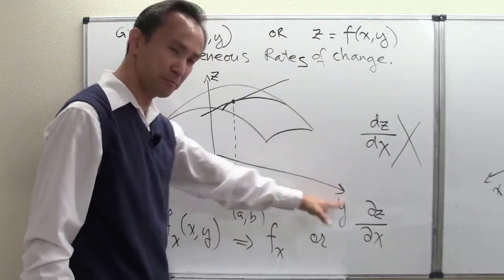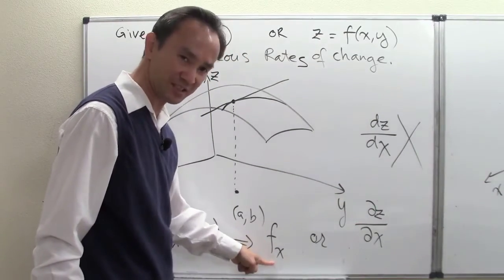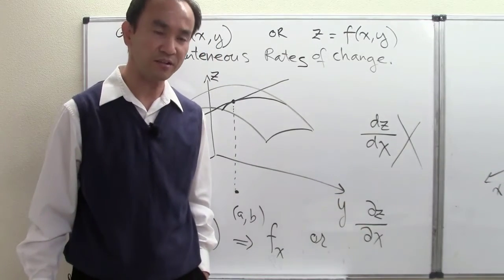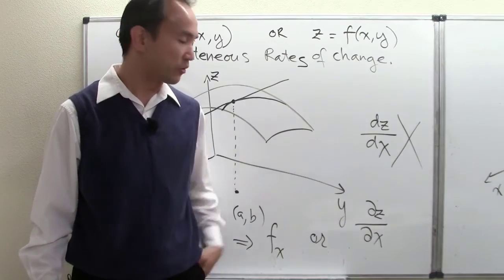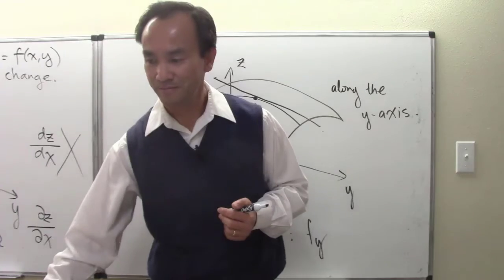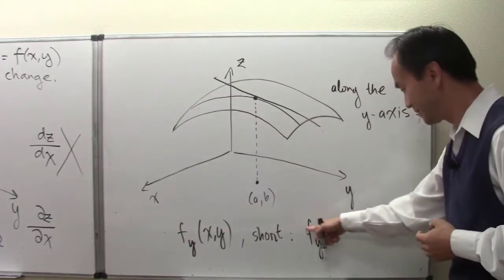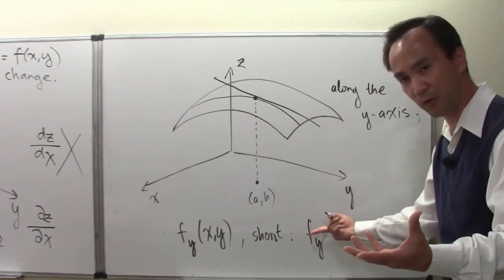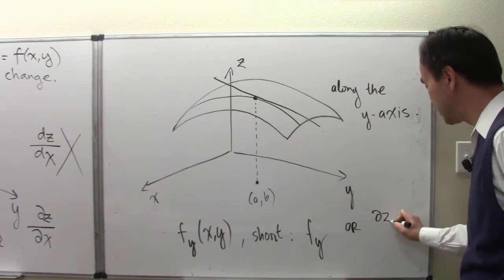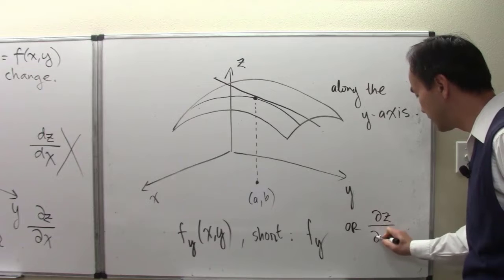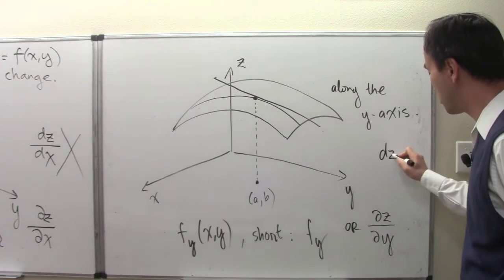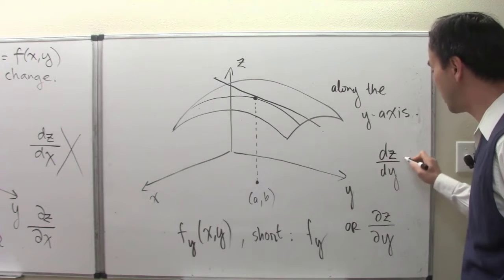Okay, so bottom line, f sub x or dz/dx, those are the two different ways you can write the symbol for a partial derivative with respect to x. Similarly, f sub y is the formal symbol, but you can also write this as dz/dy right here. But instead of going with this plain old regular dz dy, we don't do that.